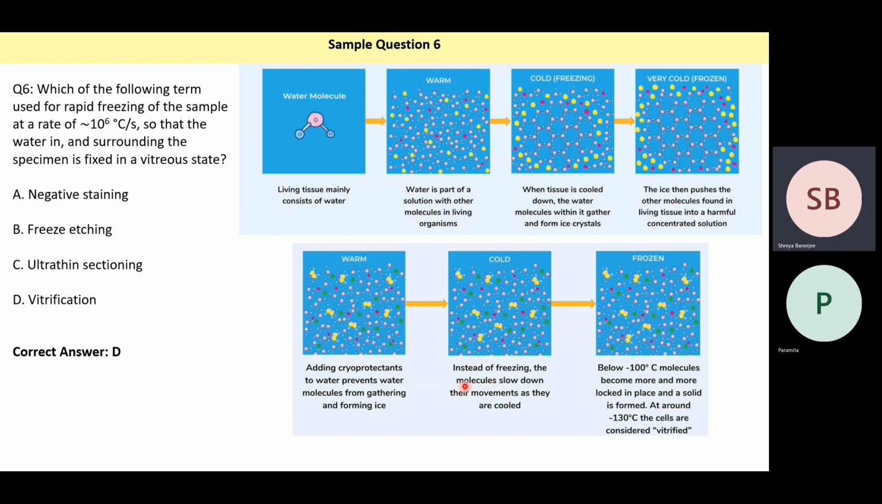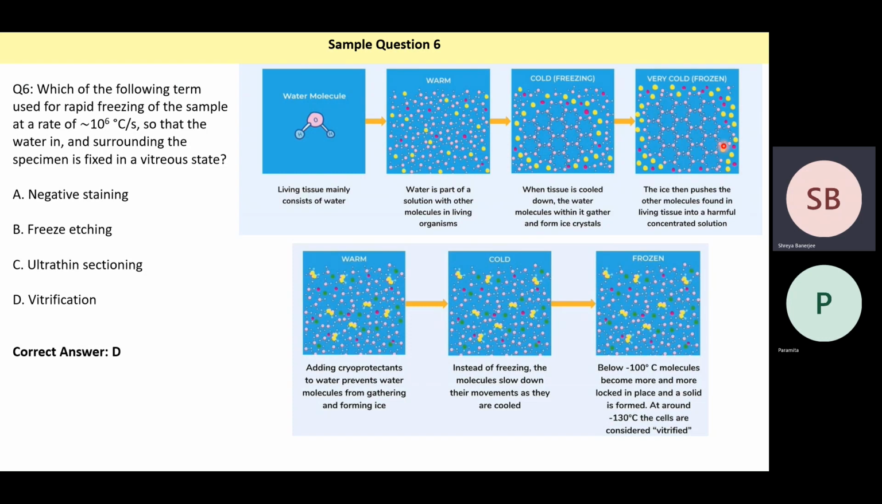The molecules slowly slow down as it is cooled, and below minus 100 degrees Celsius, the molecules become locked in space and the solid is formed. So the solid ice is formed by locking the water molecules in the same position as they are in the native structure of the protein. That is why vitrification is used, because it simply locks the molecules in their positions, and so the cell is not destroyed.